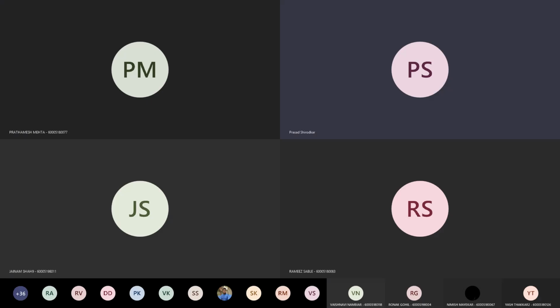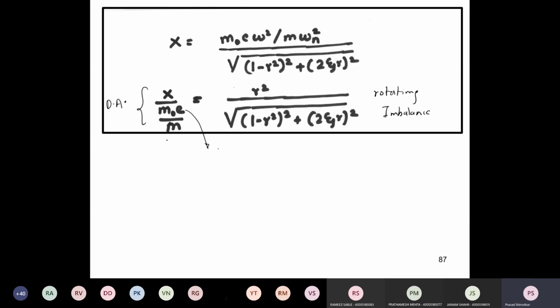This was the case for rotating imbalance, where m0e is the unbalanced force, m0 is the unbalanced mass, and m is the total mass. Okay, so we derived the dA, that is dimensionless amplitude, for rotating imbalance.